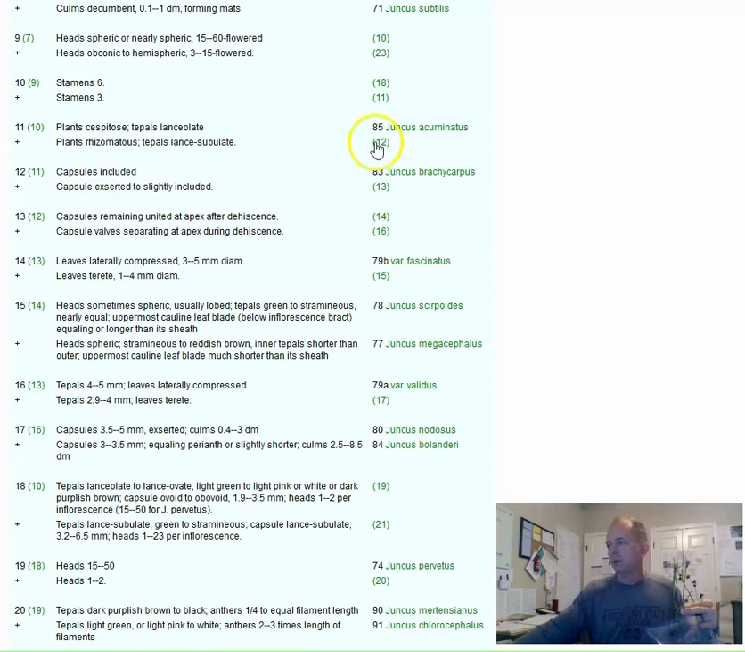Okay, so we come down to number 12. Capsules included. Capsules included. Capsules not included. What does that mean? Well, let's look at the next one. Capsule exerted to slightly included. Exerted means does the capsule stick out past those tepals? In this case, it does.